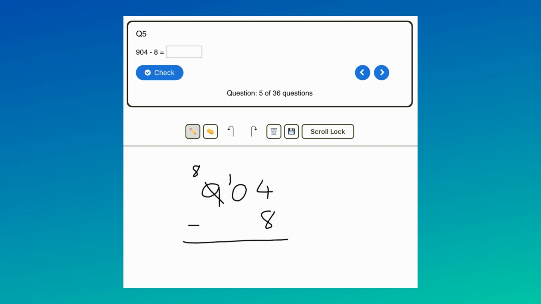Now we've got 10 in the tens column. Cross out the 10 and put a 9. And now I've got a 1 I can put before the 4 to make 14. So 14 take away 8 is 6. And now 9 take away nothing is 9. 8 take away nothing is 8. So the answer is 896.